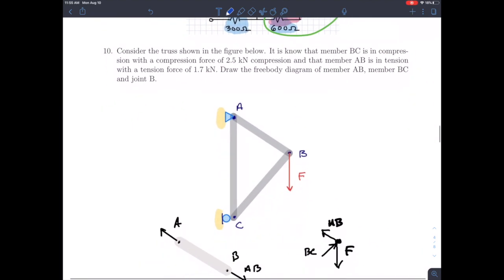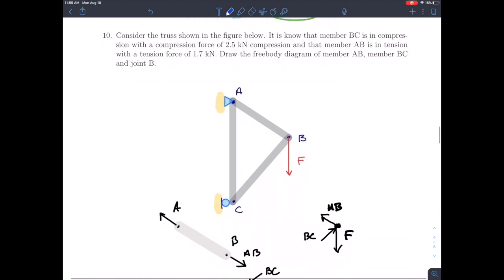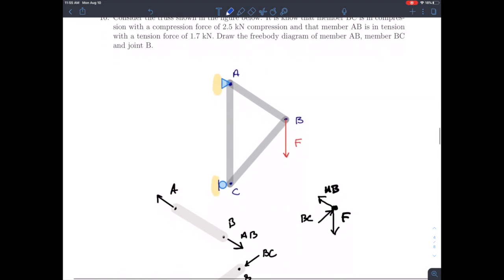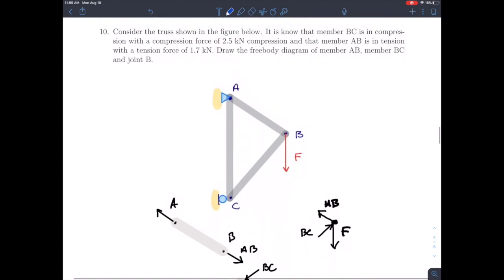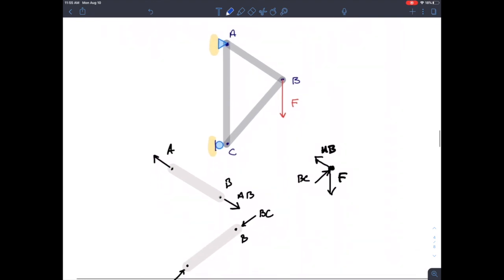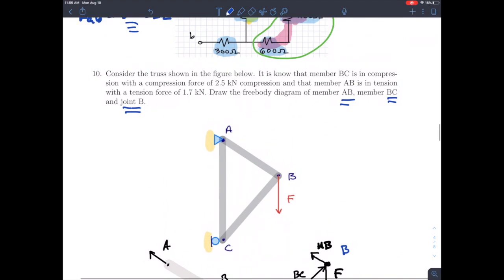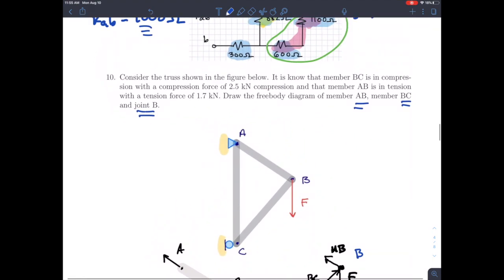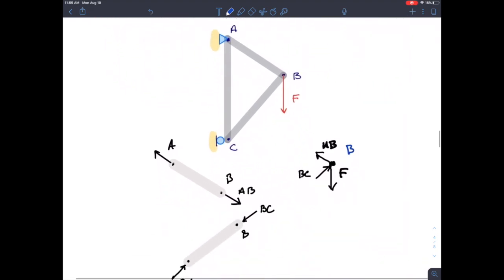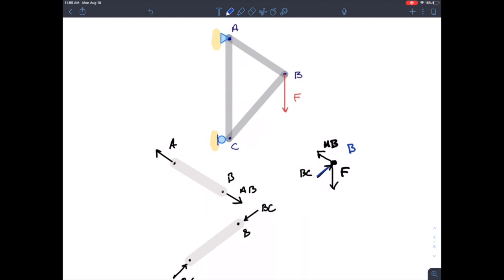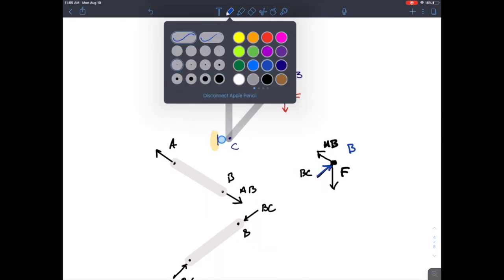Okay, in problem 10, I just simply wanted a free body diagram at the joint and for the members AB and BC in joint B. All right, so if I look at joint B, first of all, BC was given to be in compression. So since BC is in compression, when I draw the free body diagram, let me change the color where you can see it.